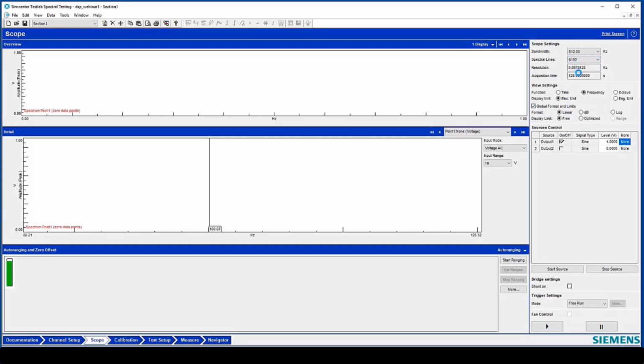Maybe I'll go for something that's a little less than 128 seconds. So now after 16 seconds, I should see the screen update. That's the time it takes in order to grab one chunk of time data to get a frequency resolution of 0.0625 hertz. So you can see there it came back. So yeah, that relationship dictates a lot.